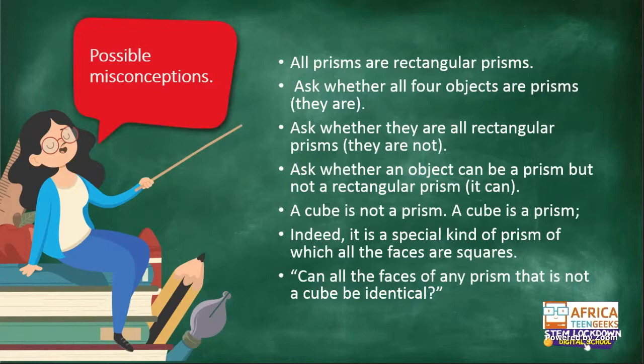Can all the faces of any prism that is not a cube be identical? Can we answer that question? Can all the faces of any prism that is not a cube be identical? If we can get someone just to answer that question.